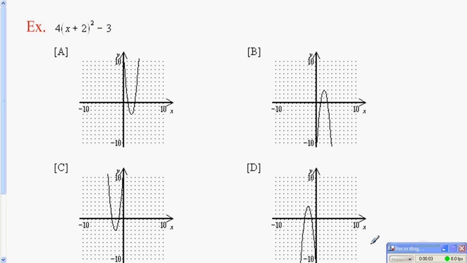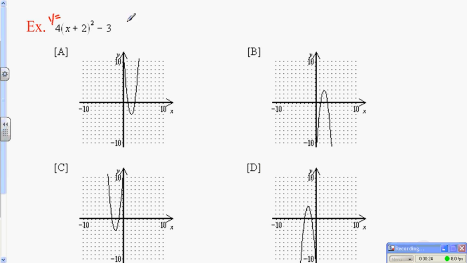We now begin lesson 4.2, part B. I have here in front of you an example that is not in your notes. This is a function of y equals 4 times (x plus 2) quantity squared minus 3.